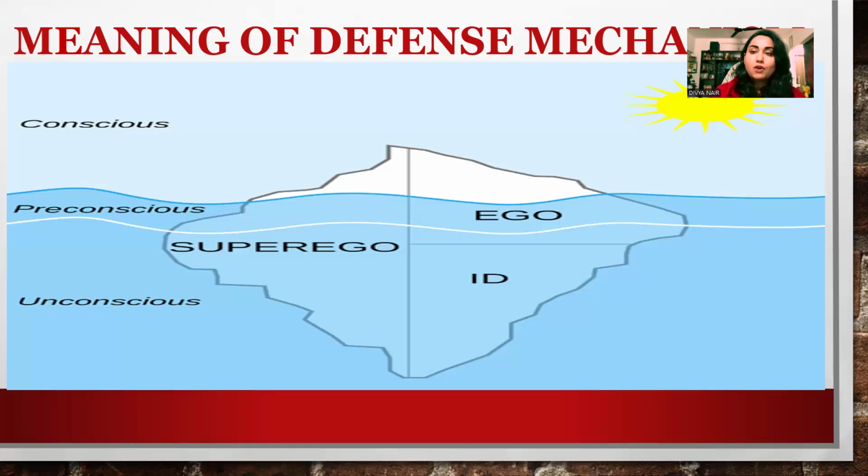Like I mentioned, according to Sigmund Freud, personality is made up of 3 structures. One is id, second is ego, and third is superego. So when we speak of id, it is said to be the most primitive structure, that is, the oldest structure of personality. And when I say it is the primitive structure, it is based on the principle of pleasure. That means it requires immediate gratification of needs.